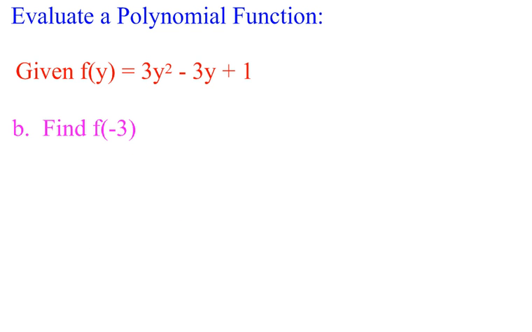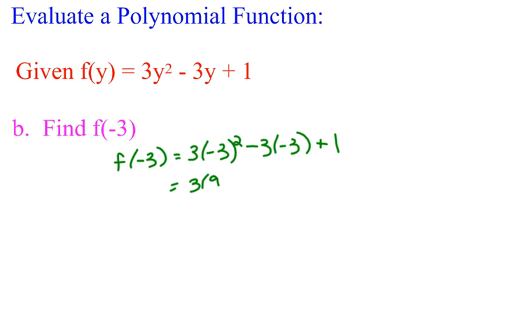Another example of that is right here. So I'm going to let you guys pause the video, please, and try this problem, and then you can come back and see how you did. So f of negative 3, we're going to substitute negative 3 in for y. And again, I'm going to follow my order of operations. So I have 3 times 9 plus 9 plus 1, which gives me 27 plus 10. So I find that f of negative 3 equals 37.